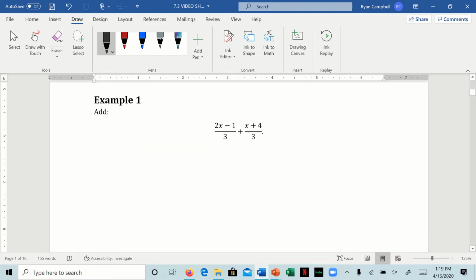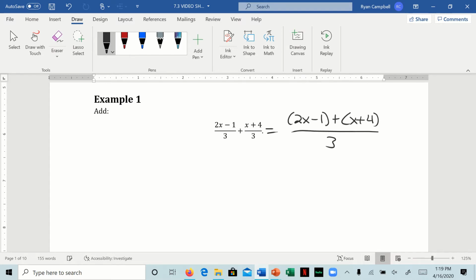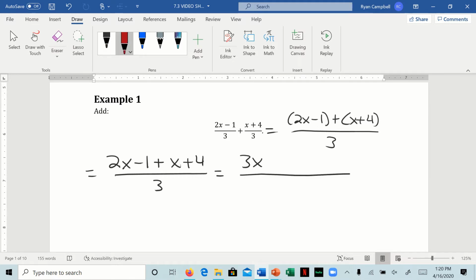All right, so let's add these two. So we can see that to add these, you just add the top. So 2x minus 1 plus x plus 4 over 3. Since there's just ones in front, nothing changes. We can just drop these parentheses. So we get 2x minus 1 plus x plus 4 over 3. So we can see that there is a 2x and an x. To combine those, we get 3x. And then there is a 1 and a negative 1 and a 4. So when we add those together, we get positive 3.